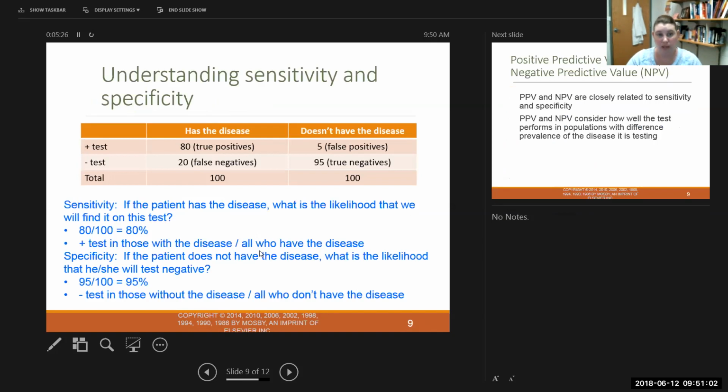Here is a typical grid that you might see for these. If a patient has the disease, what is the likelihood that we will find it on the test? So here are positive test cases. 80 people truly are positive for this test. We have 5 false positives. And then the inverse of this, the specificity: if the patient does not have the disease, what is the likelihood that he or she will test negative? Again, here we have 95 true negative tests.